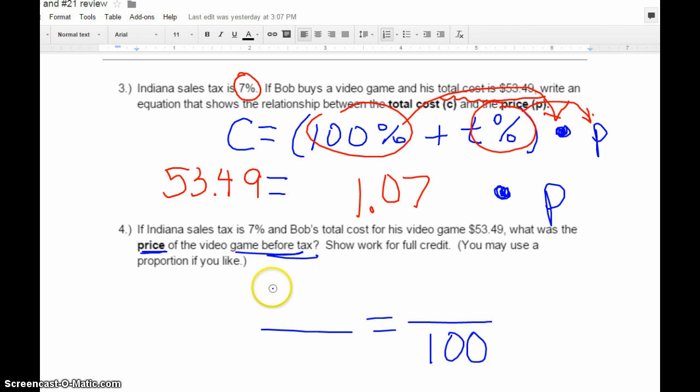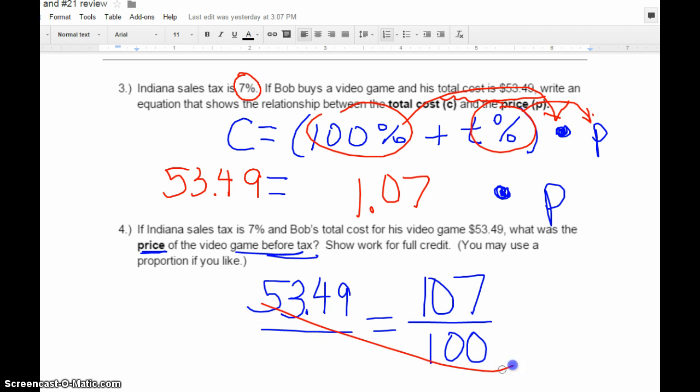So I know the total cost. I know that I'm going to pay 100% of the price plus another 7% of the price. That's the part I'm going to pay: the price of the game plus 7% of that price. I know that the price plus the tax is $53.49, so I can use that to find what the price was before tax. So there's my missing value. I multiply my cross products, divide by that one, and I'd get $49.99.